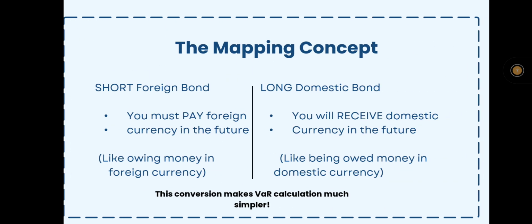Now, here's the key insight. A forward contract to sell foreign currency can be broken down into two bond positions. First, it's like being short a foreign zero coupon bond because you must pay or deliver foreign currency in the future. Second, it's like being long a domestic zero coupon bond because you will receive domestic currency in the future. So, we are decomposing one complex forward contract into two simple bond positions. This makes VaR calculation much simpler.